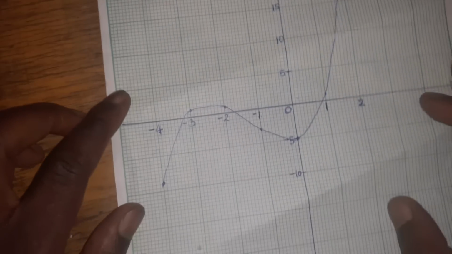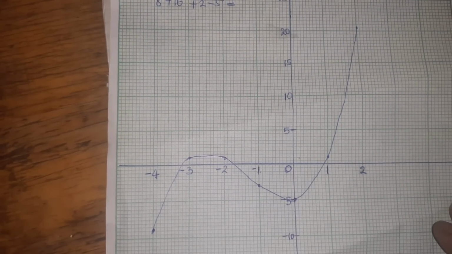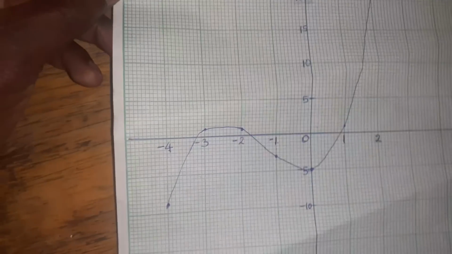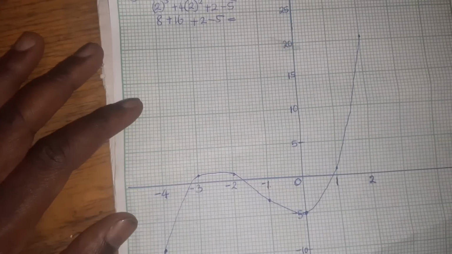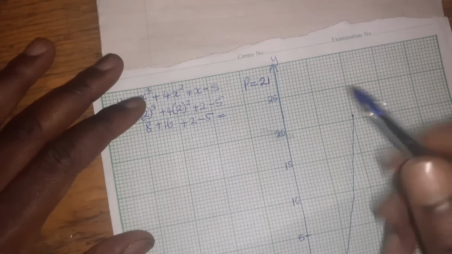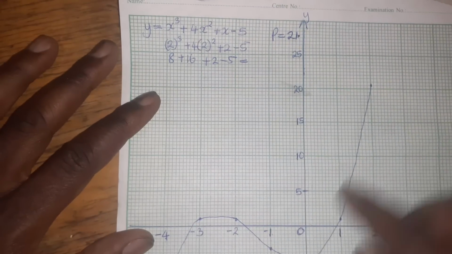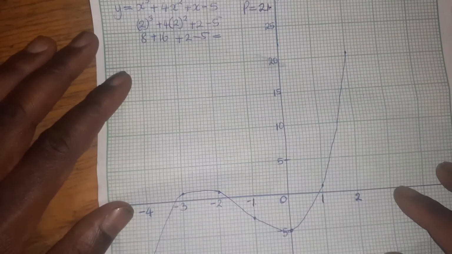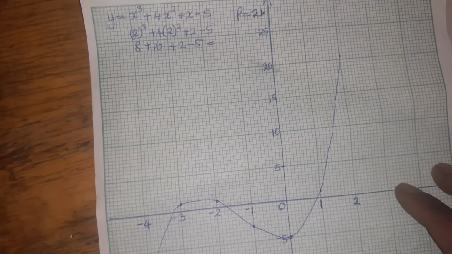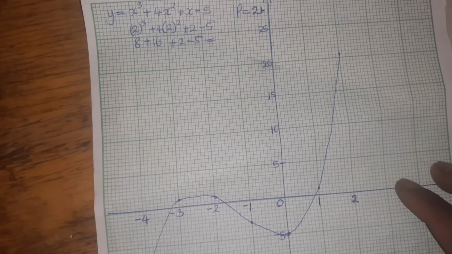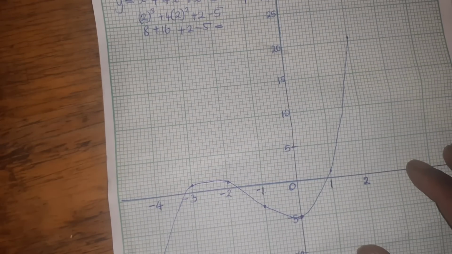So have you seen what I've done? This is how our graph is going to appear. Are we together? For getting the value of p, you get 1 mark here. Then for this graph that we have drawn, you get 3 marks. Are we together? Okay. Now go back to our questions.